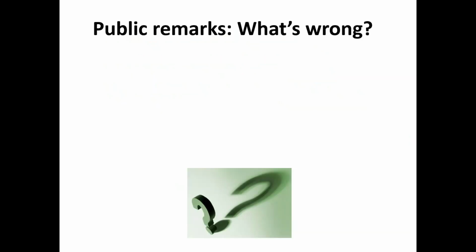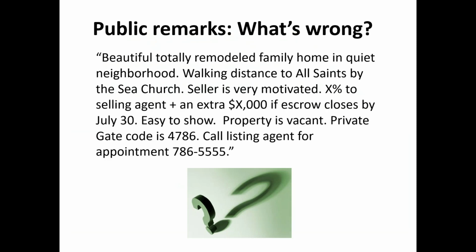So let's look at some of these public remarks in this example and see if there's anything that's not right with them. We have a house here that has its beautiful, totally remodeled family home in a quiet neighborhood, walking distance to All Saints by the Sea Church. Seller's very motivated. X% to selling agent plus an extra X thousand dollars if escrow closes by July 30th. It's easy to show. Property is vacant. Private gate code is. Call listing agent for appointment. Anything wrong in there? Like everything, right?